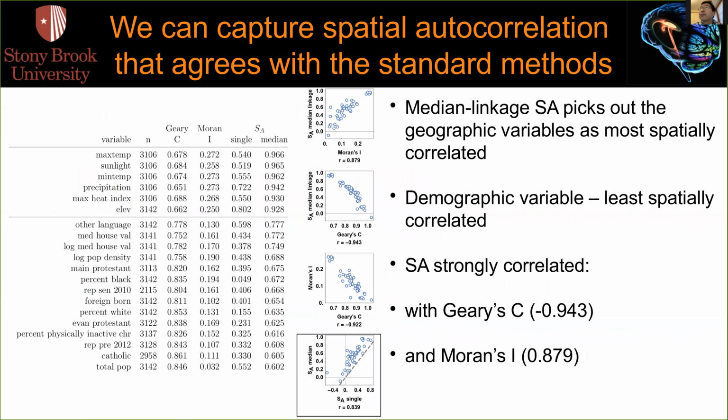So now, how does SA compare to the previous measures, Geary's C and Moran's I? We more or less see that Geary's C is strongly anti-correlated with SA, and Moran's I is strongly correlated. If we plot the scatter of SA against the two measures for the county variables, there is clearly strong correlation, and we're picking up what both Geary's C and Moran's I are picking up.